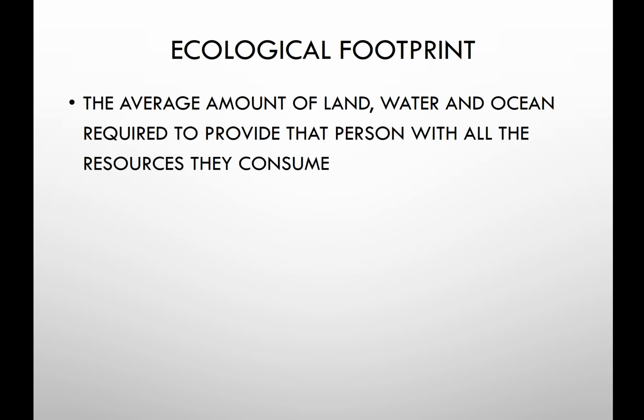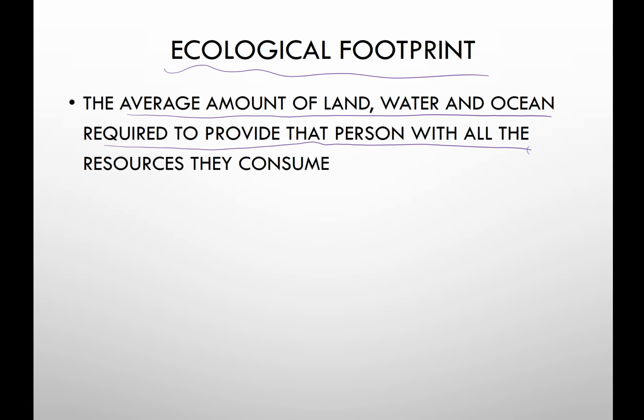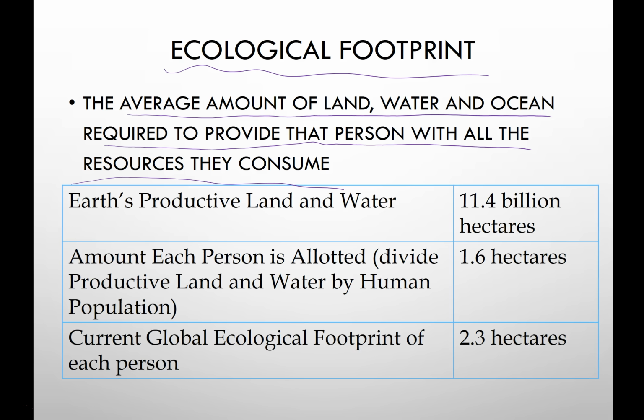So the last topic for lecture 1 here is this idea of an ecological footprint. What this does, it takes into account the available resources, okay? It takes into account the size of the population, and then it also brings in this idea of the degree to which each person is using resources, okay? So we define ecological footprint as the average amount of land, water, and ocean required to provide a person with all the resources they consume, okay? And so this is where some objectivity comes in with overpopulation, all right?